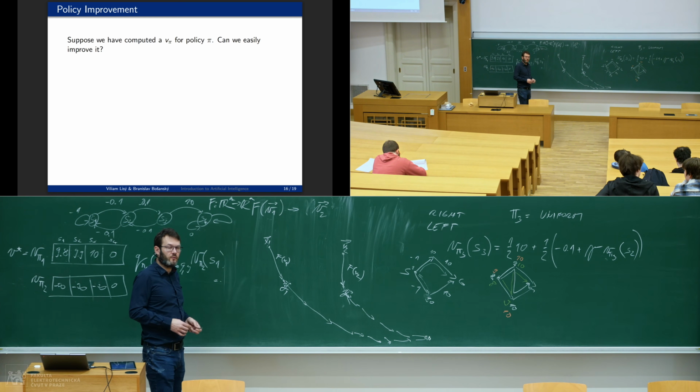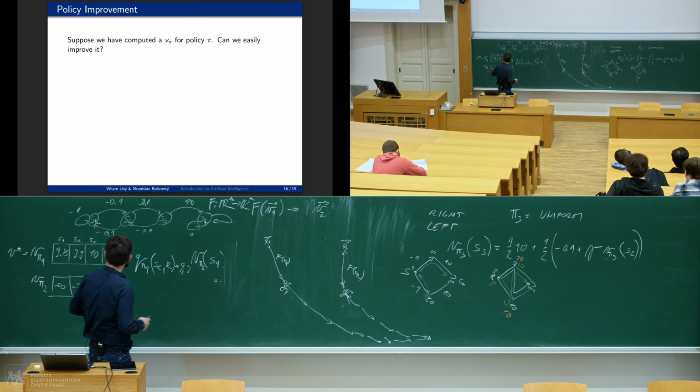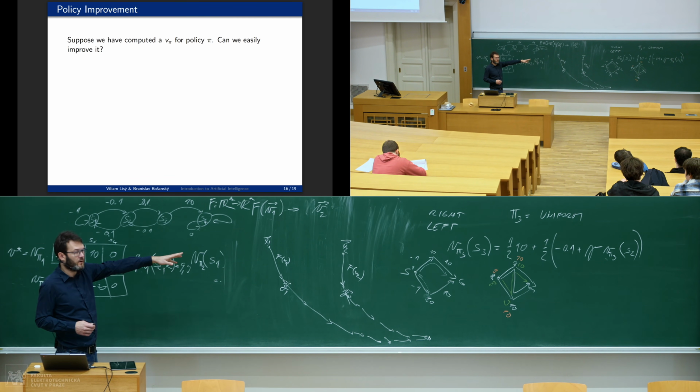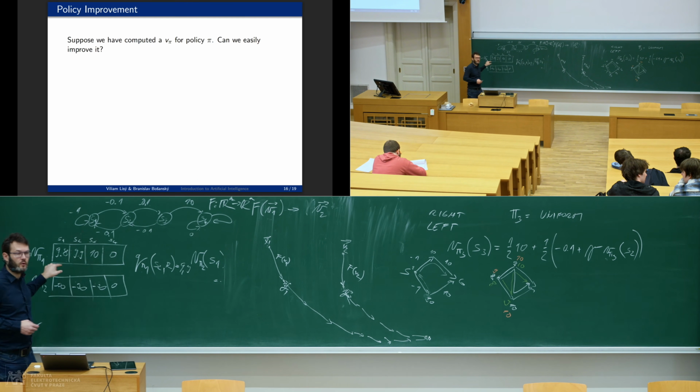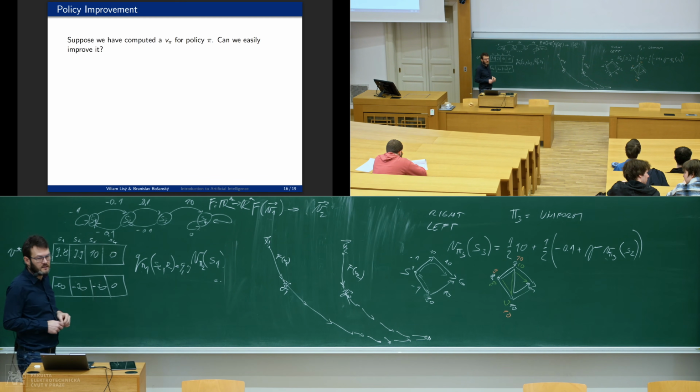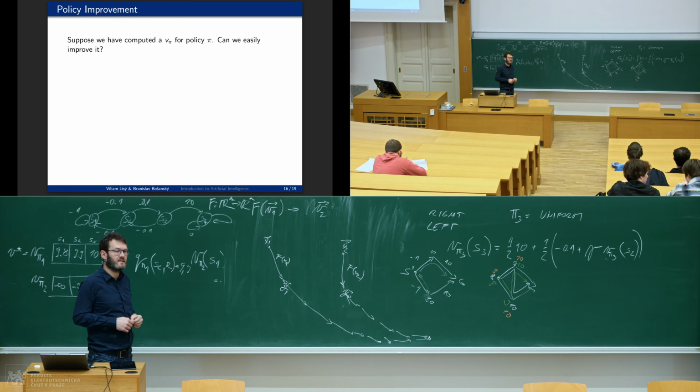That was one step of many reinforcement learning algorithms: you have a policy so far, and you are trying to compute the value for that policy. And you can do it this way, for example. And then what do you do next? Can you, based on the value, improve the policy?